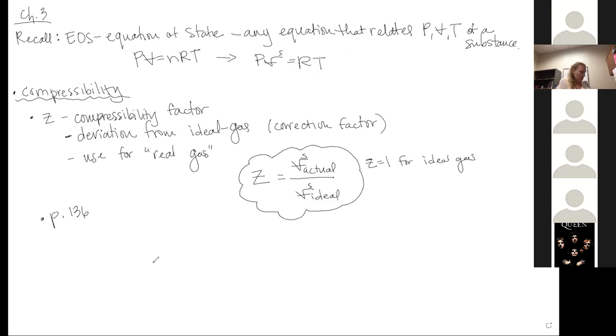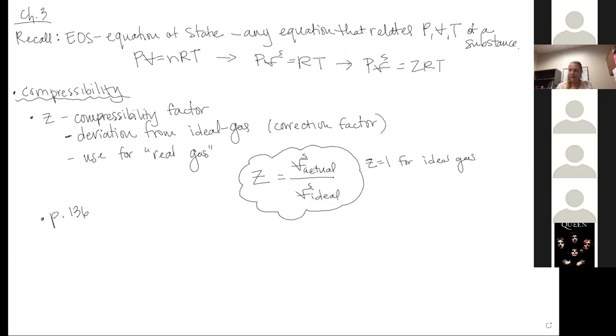We can also look at including this correction factor in our ideal gas law up here. So if we include compressibility in here, we would have P, our specific volume, is equal to ZRT. So we can include the compressibility factor in the ideal gas equation, as well as using this V actual over V ideal for specific volume.